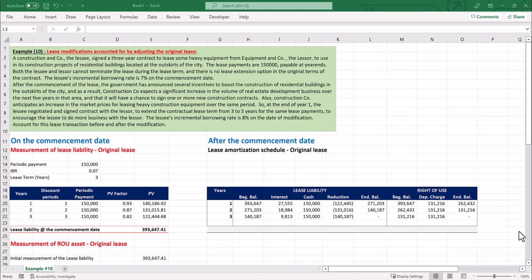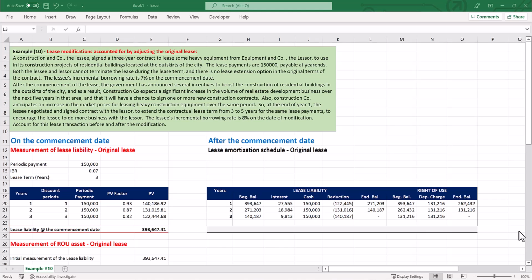The lessee's incremental borrowing rate is 7% on the commencement date. After the commencement of the lease, the government has announced several incentives to boost the construction of residential buildings in the outskirts of the city, and as a result, construction company expects a significant increase in the volume of real estate development business over the next 5 years in that area, and that it will have a chance to sign one or more new construction contracts. Also, construction company anticipates an increase in the market prices for leasing heavy construction equipment over the same period.